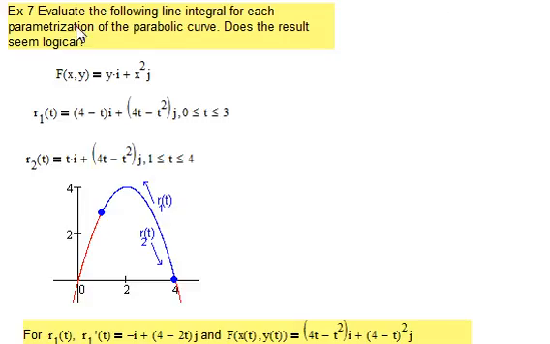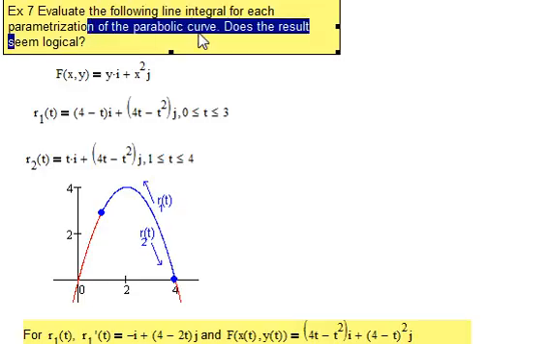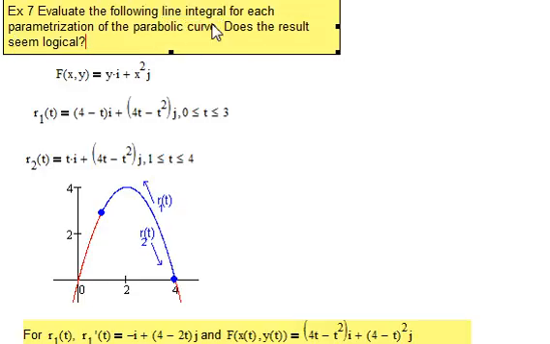Well, I tried to make this one interesting. We're going to evaluate the following line integral for each parametrization of the parabolic curve. And does the result seem logical? Well, we'll have to wait till we get a result before we know if that's true.